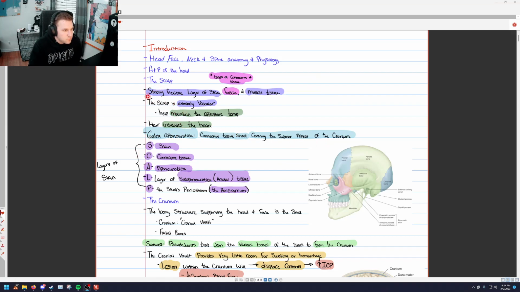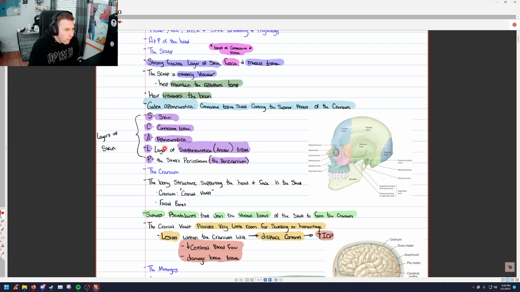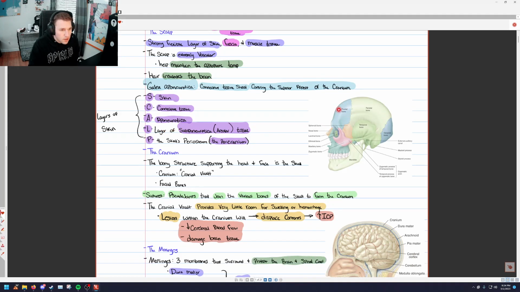So, the scalp: strong, flexible layers of skin with fascia and muscle tissues. If we look here, we have what I call F-POTS. So we have our frontal, parietal, occipital, and our temporal. We have our sphenoid. We have our nasal cavity, lacrimal bone, like our tear ducts, ethmoid, maxillary, and zygomatic, which are going to be our cheekbones.